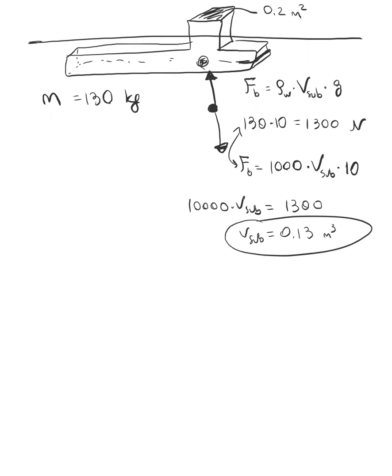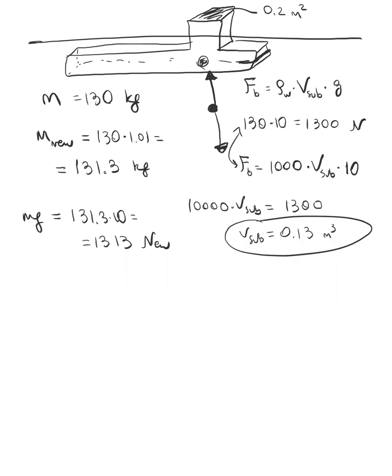Now, what happens if I increase my weight by 1%? So if I increase my weight by 1%, my new mass is 130 times 1.01, which is 131.3 kilos. So then my gravitational force mg will also increase. It will become 131.3 times 10, which is 1,313 newtons.